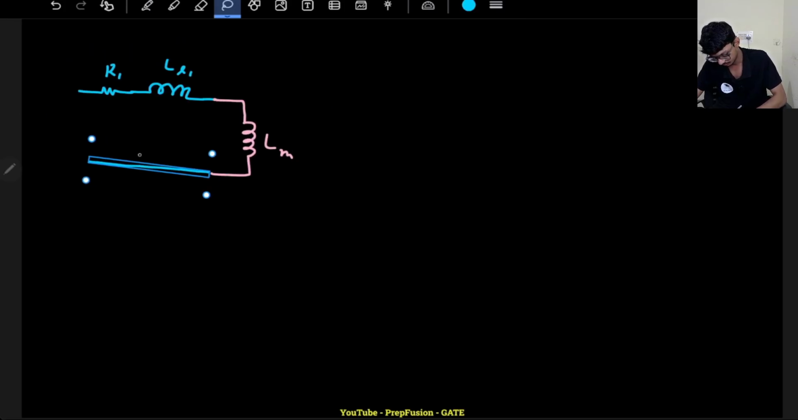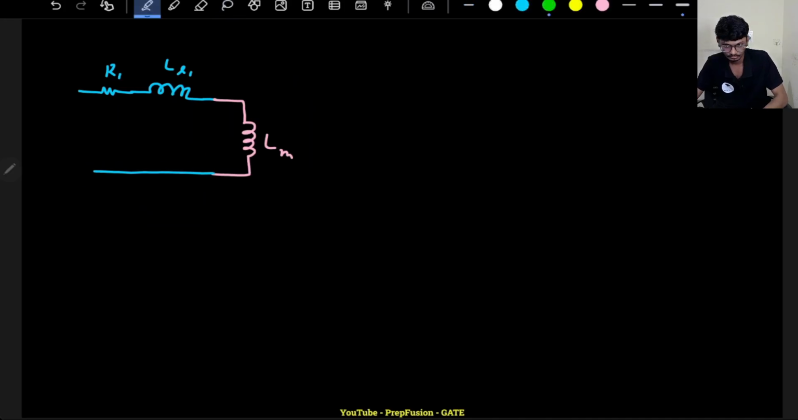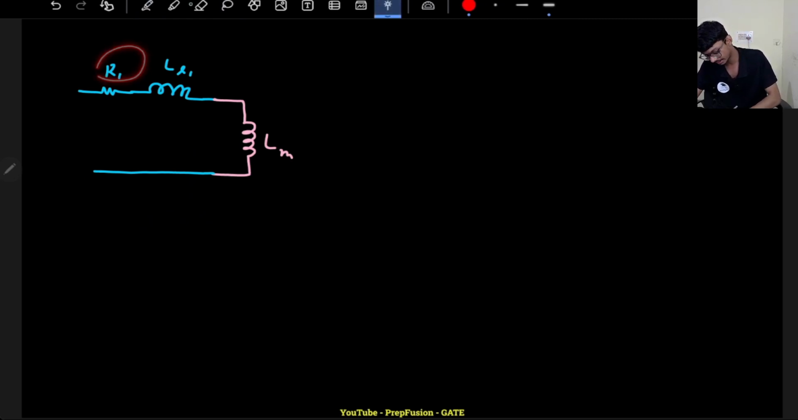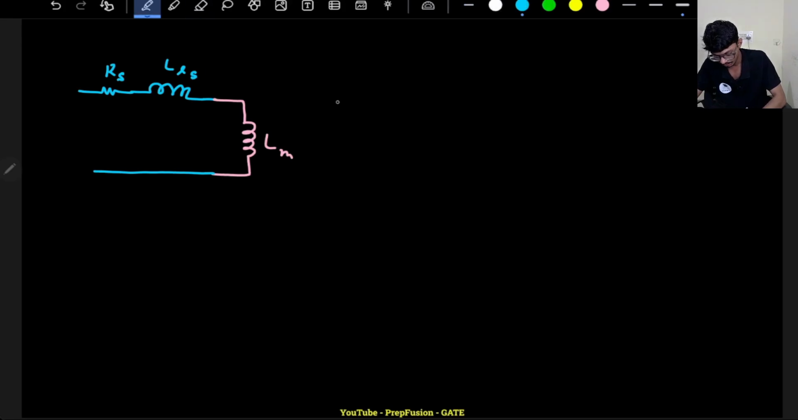What else do I have? Then I have the secondary winding resistance. This is the stator resistance, so I can write this as RS, and LLS. Now I can write here the secondary rotor resistance, so this will be RR, the rotor winding resistance. And the rotor winding also will have its own leakage reactance that will not link the rotor and the stator. Of course, every winding will have.